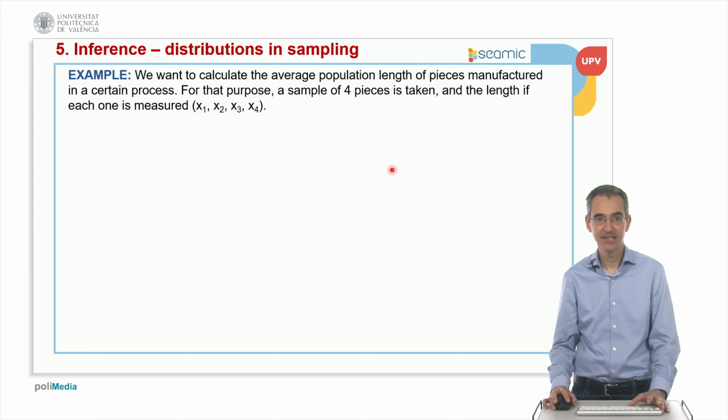Imagine then that we want to calculate the average population length of the pieces manufactured in a process. Then I take a sample of 4 items and we measure the length.